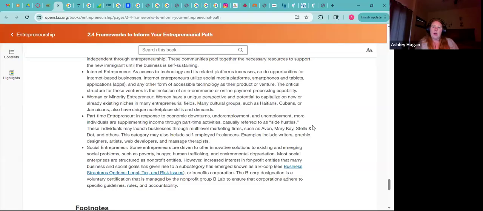And it doesn't just have to be on a computer. We have so much access. You can do it through your smartphone or your tablet, or just apps in general, and to create and do business through online. A woman or a minority entrepreneur, again, this is someone who identifies as being female, or someone who may identify within a particular niche.